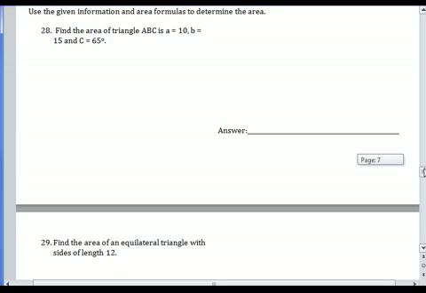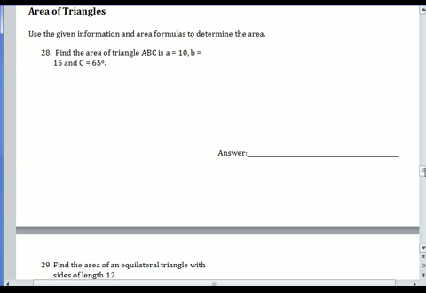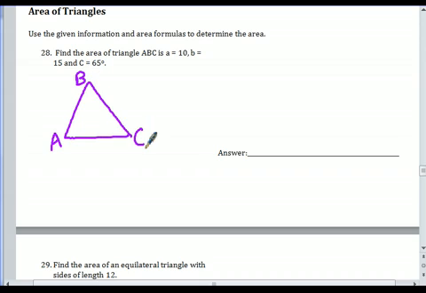Let's move on to some area questions. Question 28. Find the area of a triangle ABC where a is 10, b is 15, and angle C is 65. So, again, I always like to have a picture. ABC. Side a is 10, side b is 15, and angle C is 65 degrees. So our given information here is side, angle, side.